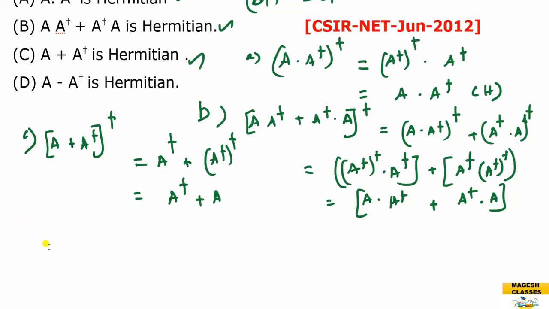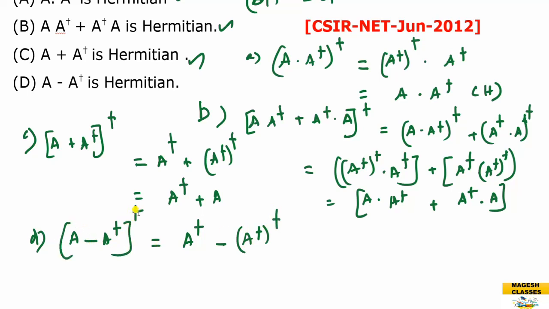Then D, A minus A dagger. So this is equal to A dagger minus A dagger dagger. Okay. So this is A dagger minus A. So the operator now does not come back. A minus A dagger is the given operator. Here we get A dagger minus A, which is minus the original. So it is anti-Hermitian. So the answer is D.